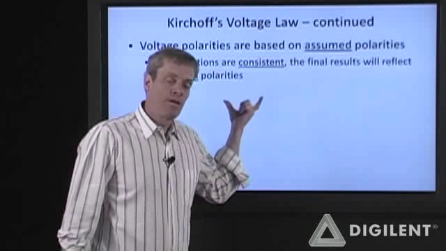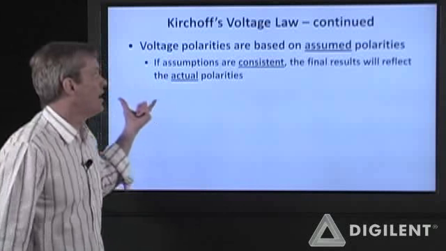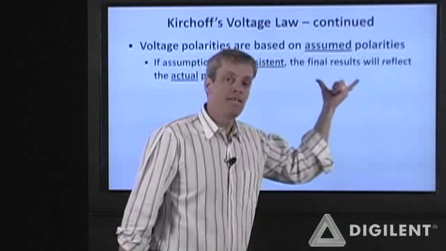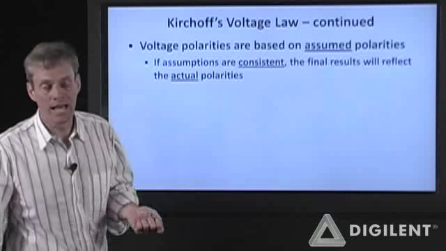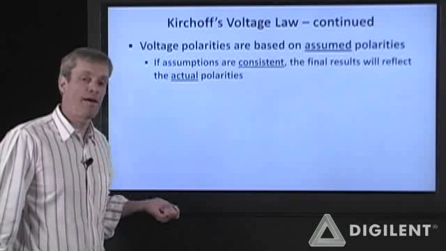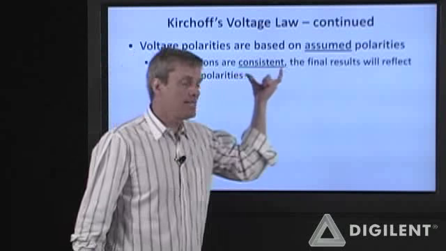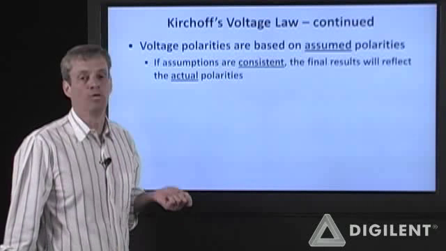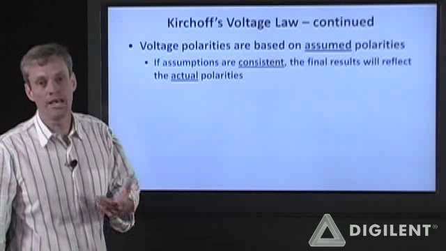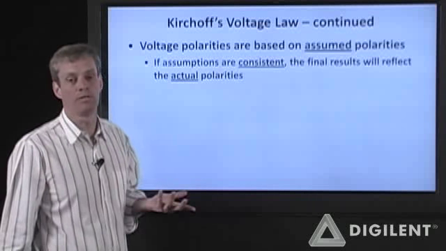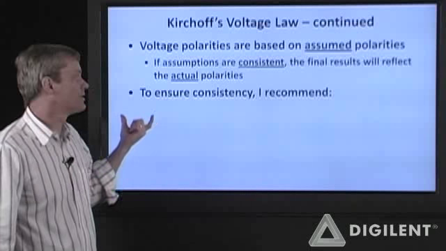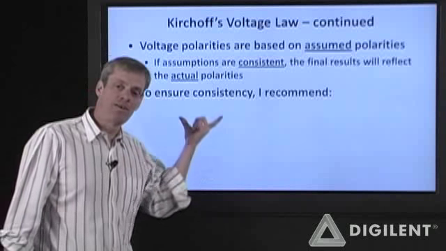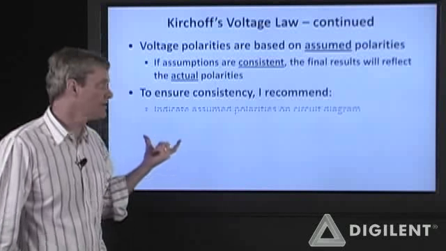A couple of items or hints about applying Kirchhoff's voltage law. Again, you have to be consistent with your assumption. The voltage polarities are based on the assumed polarities that you assign. Those have to be assigned according to the passive sign convention. As long as these are consistent, your final result will reflect the actual sign of the voltage polarity. So if you get a negative voltage, that simply means that you've assigned the wrong voltage polarity to that particular voltage difference. In order to make sure that this is consistent, I recommend a fairly rigid approach toward this.